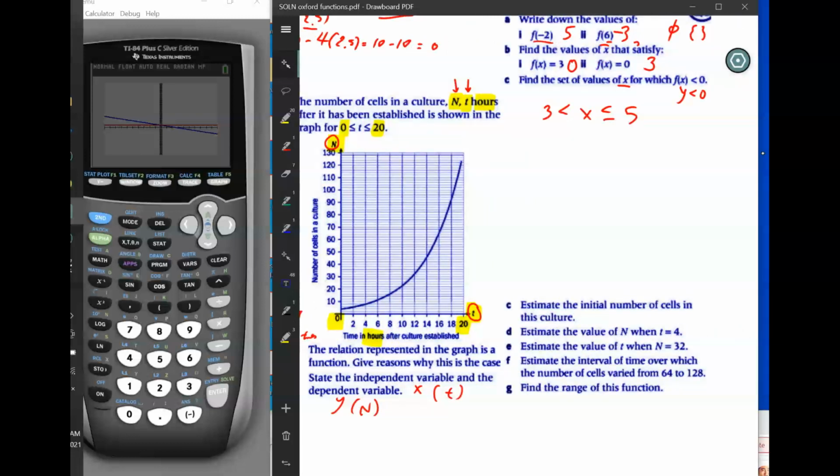Estimate the initial number of cells in this culture. Okay, so the initial, that's code word for t equals 0, right? The beginning of the experiment. So basically they're saying, what is the y value when t equals 0? What is the n value when t equals 0? Well, t equals 0 is right here, right? And so it looks like it's about, I don't know, 4?